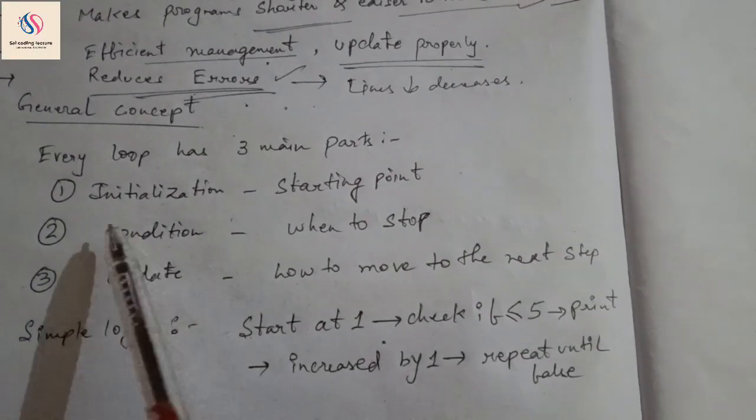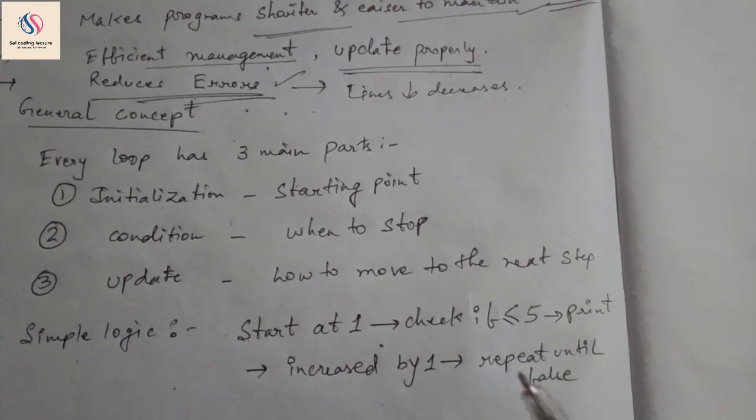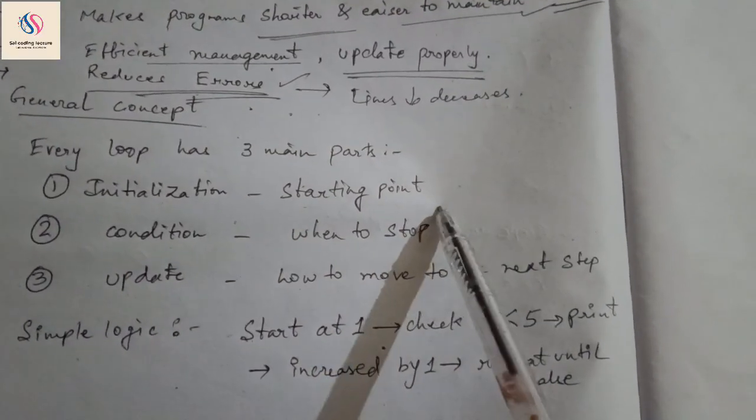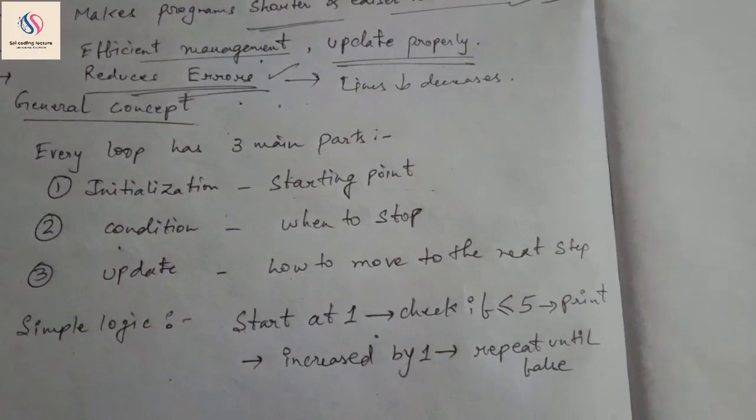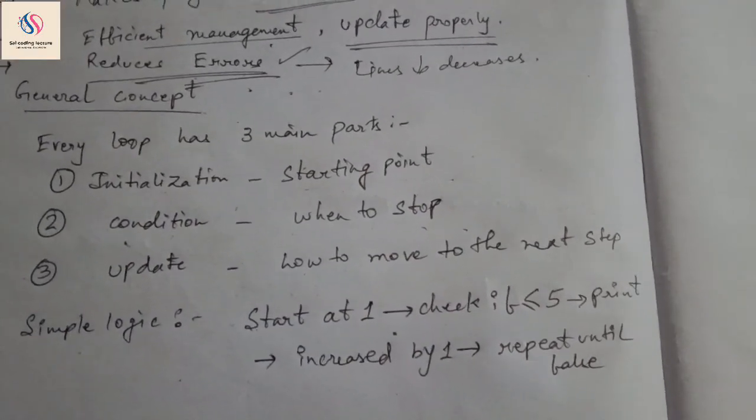So let me say this is initialization. This is the starting point where you have to initialize the variable. First of all, by taking one variable, initialize. Then condition. Condition is a must. It tells when to stop, because a loop will keep on going.